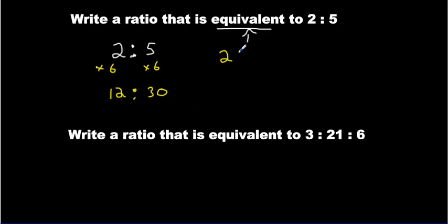You can actually even write them like this. You can write 2 to 5 is equal to 12 to 30. These two are equivalent ratios.